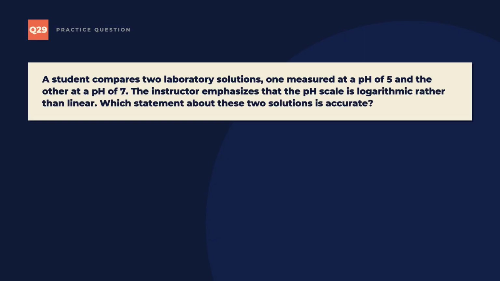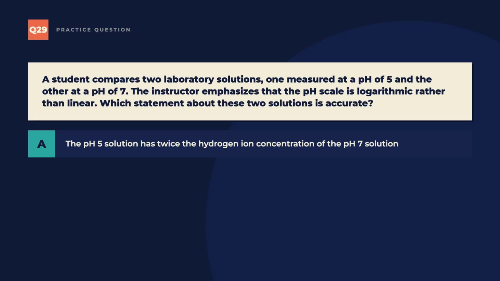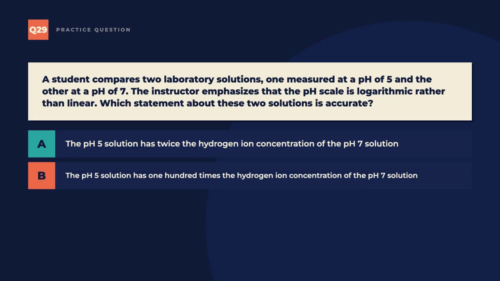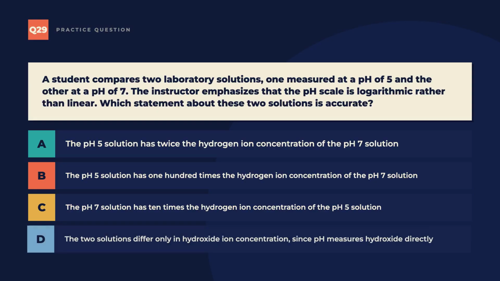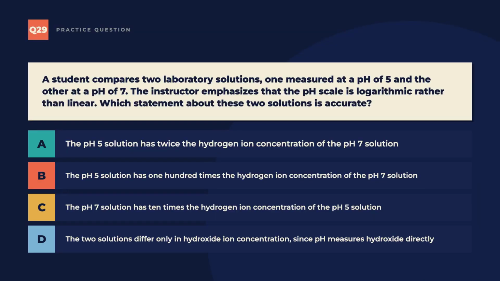Your options are: A. The pH 5 solution has twice the hydrogen ion concentration of the pH 7 solution. B. The pH 5 solution has 100 times the hydrogen ion concentration of the pH 7 solution. C. The pH 7 solution has 10 times the hydrogen ion concentration of the pH 5 solution. D. The two solutions differ only in hydroxide ion concentration, since pH measures hydroxide directly. Pick one. Trust your gut. Here's your chance to test yourself.